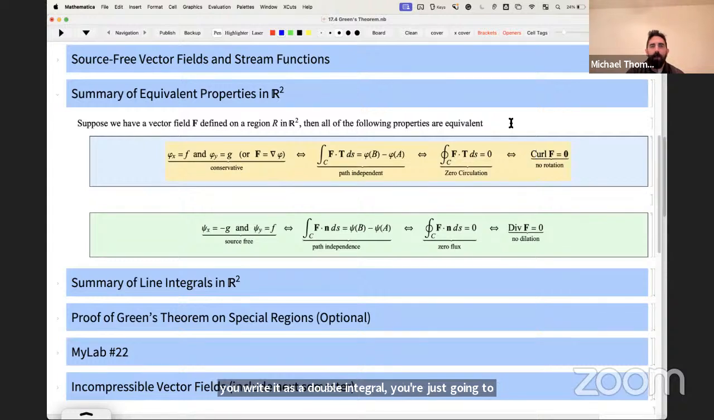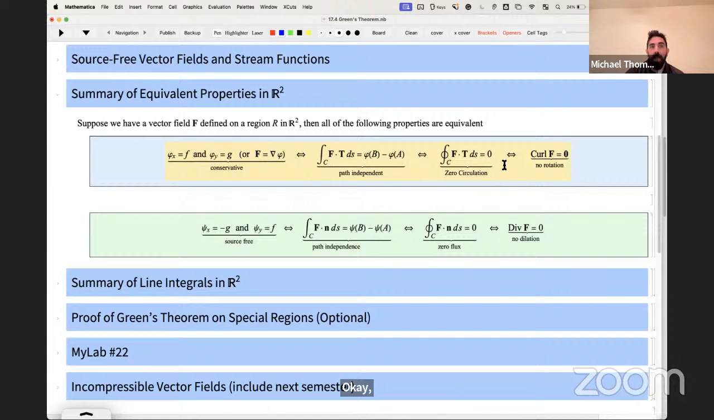So these are all equivalent properties of conservative vector fields. If you ever see that the curl is 0, or a vector field has no rotation, you can say that the vector field is conservative. Or if you notice that a vector field has 0 circulation everywhere, that means the vector field is conservative. Or if all line integrals are path independent, that means the vector field is conservative. All of these are basically saying the same thing for conservative vector fields.